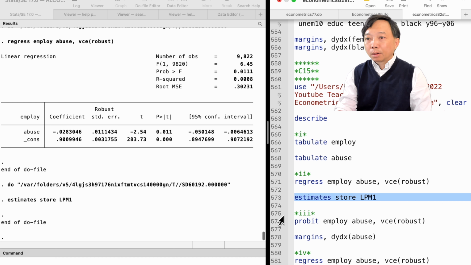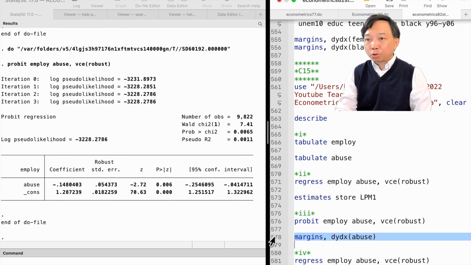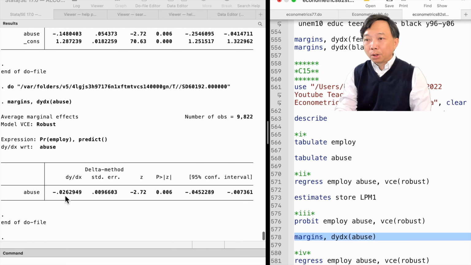The probit model gives similar results. The average partial effect is 0.026, and it is statistically significant at the 1% level.